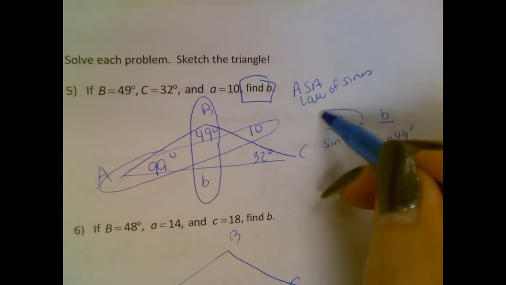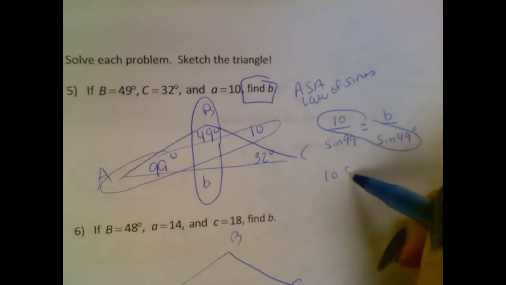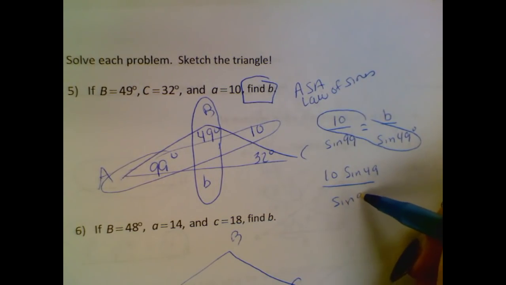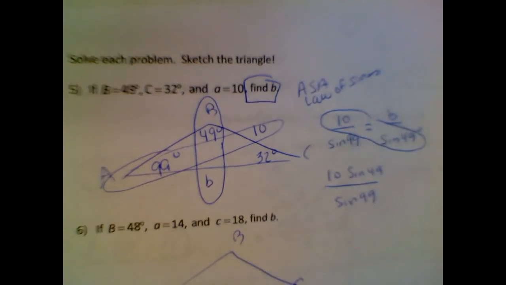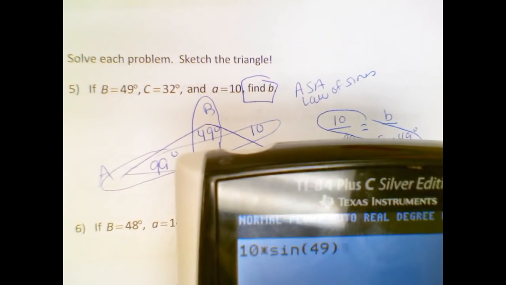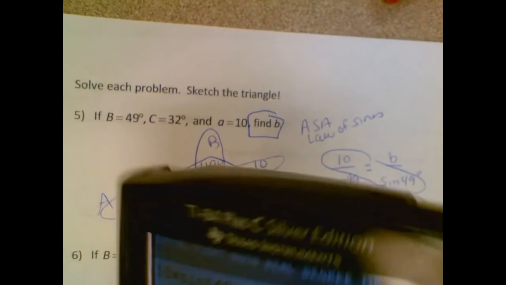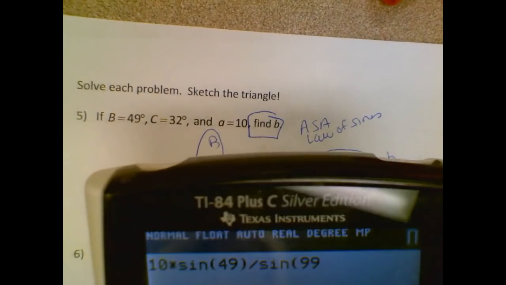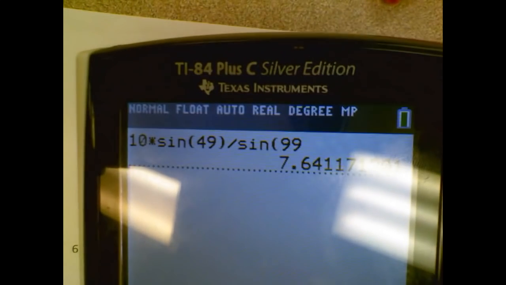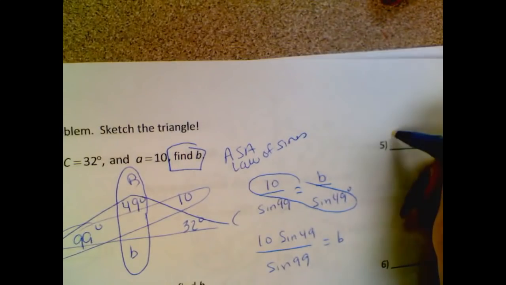From here, you're going to cross multiply. You're going to write 10 sine 49. And you're always going to divide by the one across from little b. This one right here. You just punch in your calculator, and all this equals b. So you have 10 times sine 49 divided by sine 99. 7.64. And that is B.